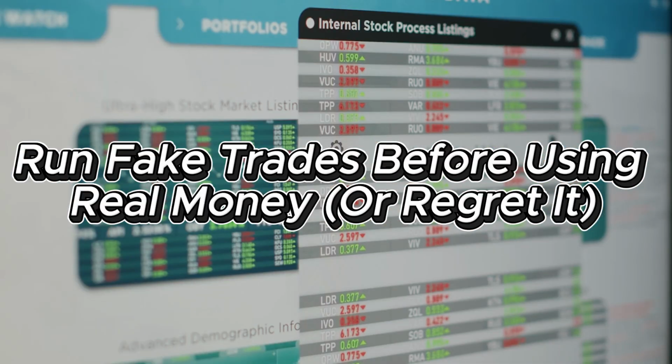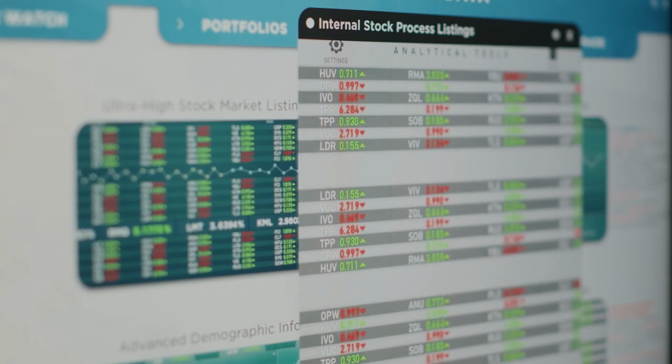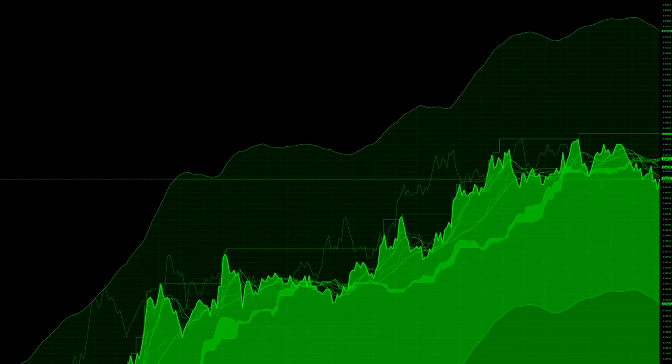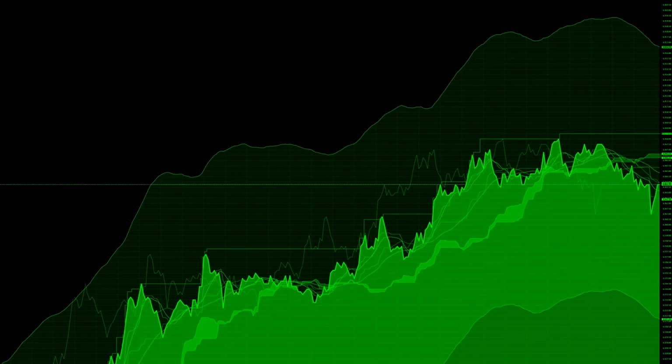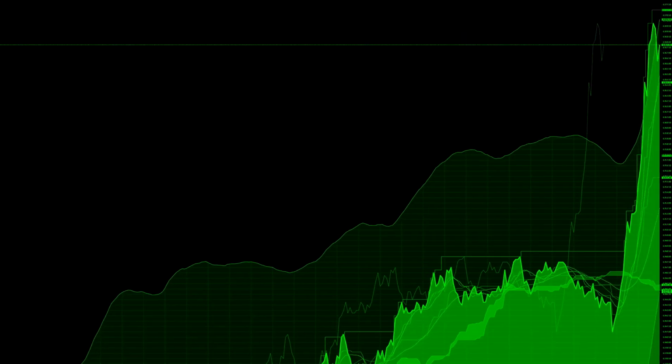Use paper trading on platforms like TradingView or Binance Testnet. Simulate reactions to recent emotional tweet events, and adjust thresholds when fake trades fail. Test across stocks, crypto, and forex, and only go live when strategies are proven profitable.